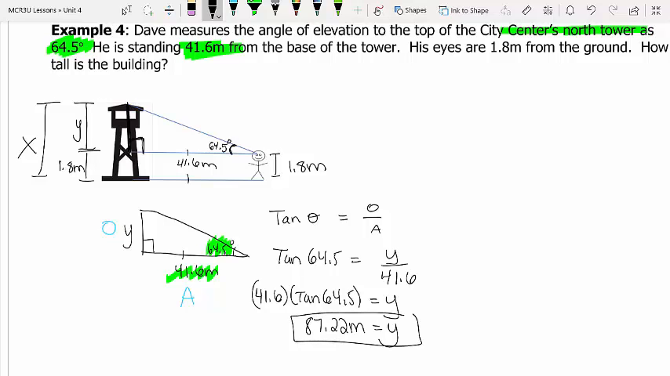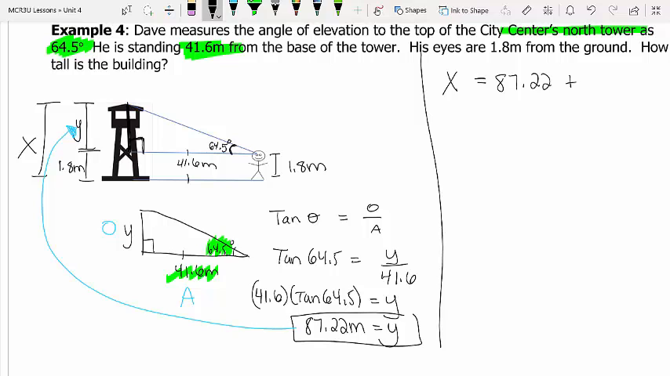Remember that 87.22 meters is just a piece of the tower. It's not the entire height. That represents just this top piece. To find the entire height, we need to add together that top piece with the 1.8 meters. So therefore, the entire height of the building is 89.02 meters tall.